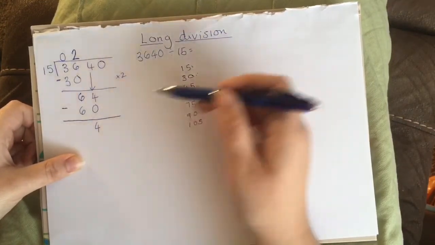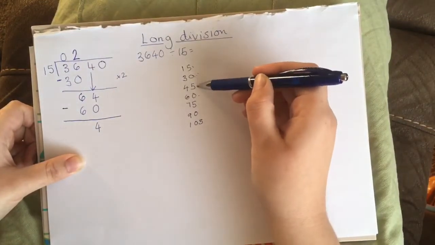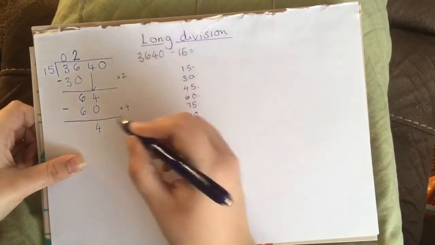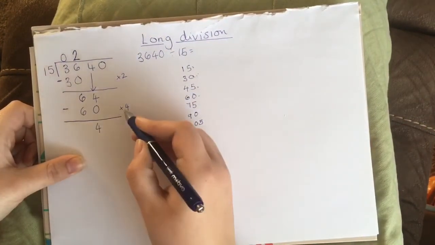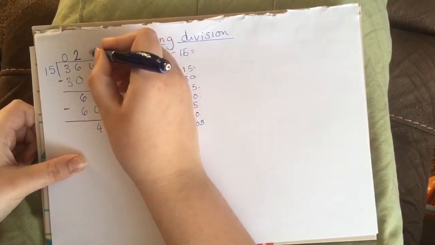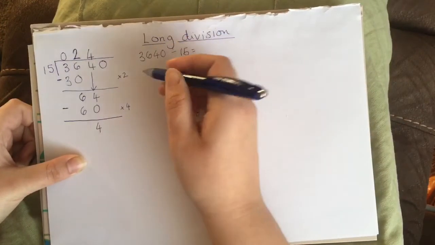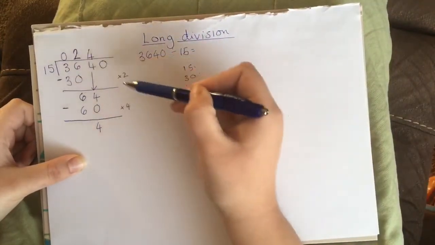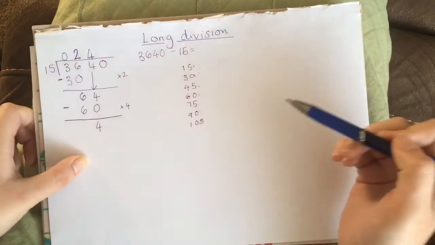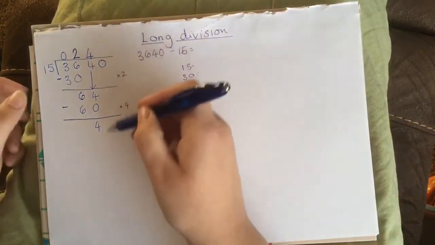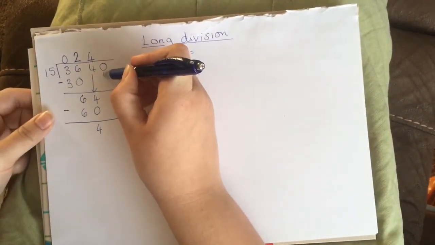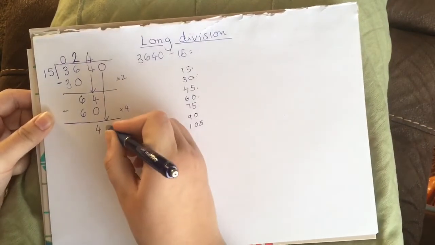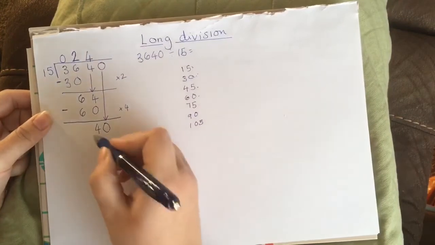And how many times 15 did I do? I did 1, 2, 3, 4. So I do a times 4 there. So I've got my 4 left over at the bottom. I did my times 4, so my 4 goes at the top here, remember? That's just how many times I did 15. So I did 2 to begin with, and now I've done 4 this time, so the 4 goes next to it. Now for the final one, I'm going to drag this 0 all the way down to here to make this number 40.